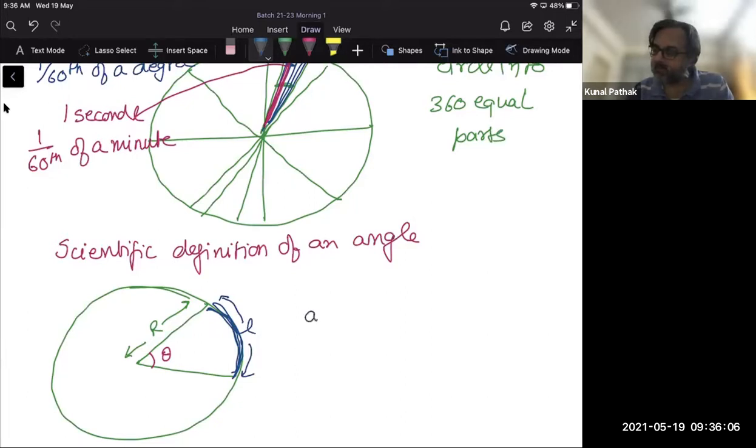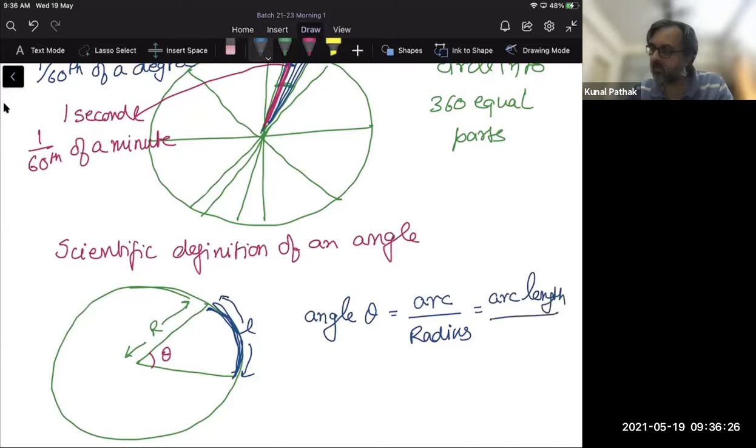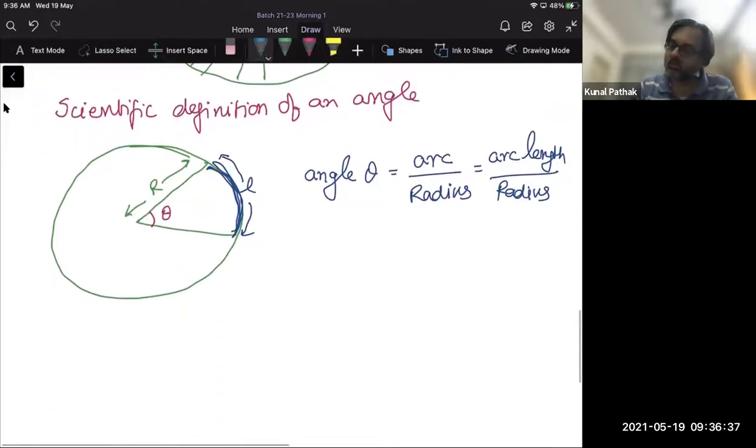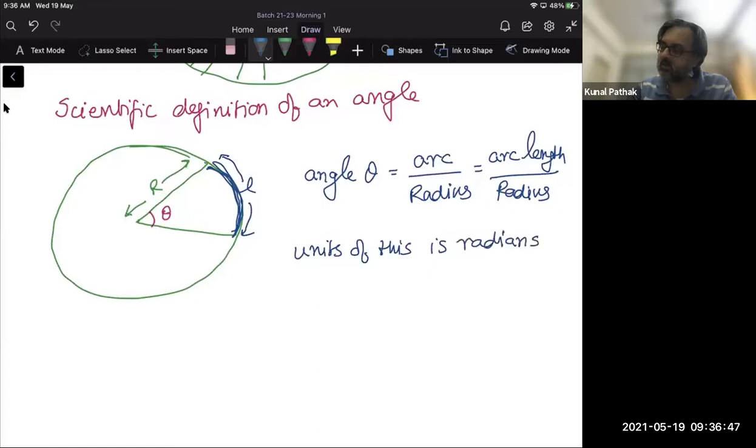Then we define angle theta as the ratio of arc upon radius. Okay. So theta = arc length upon radius. This is how we define an angle. This is the modern definition of an angle. So the units of this is radians. So slowly and slowly, we are going to migrate from degrees to radians.